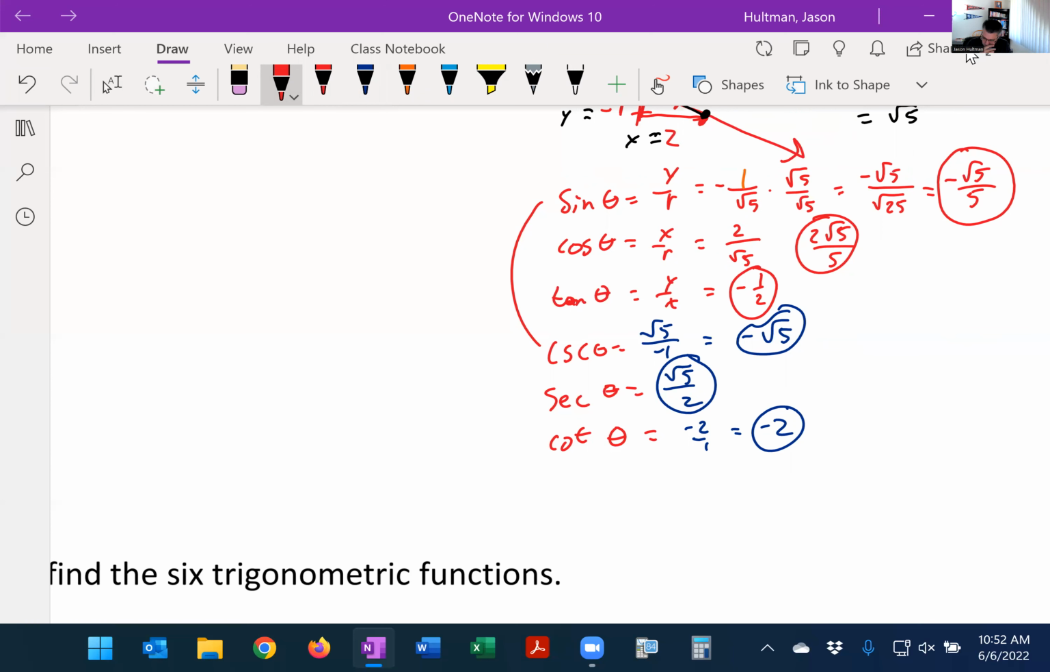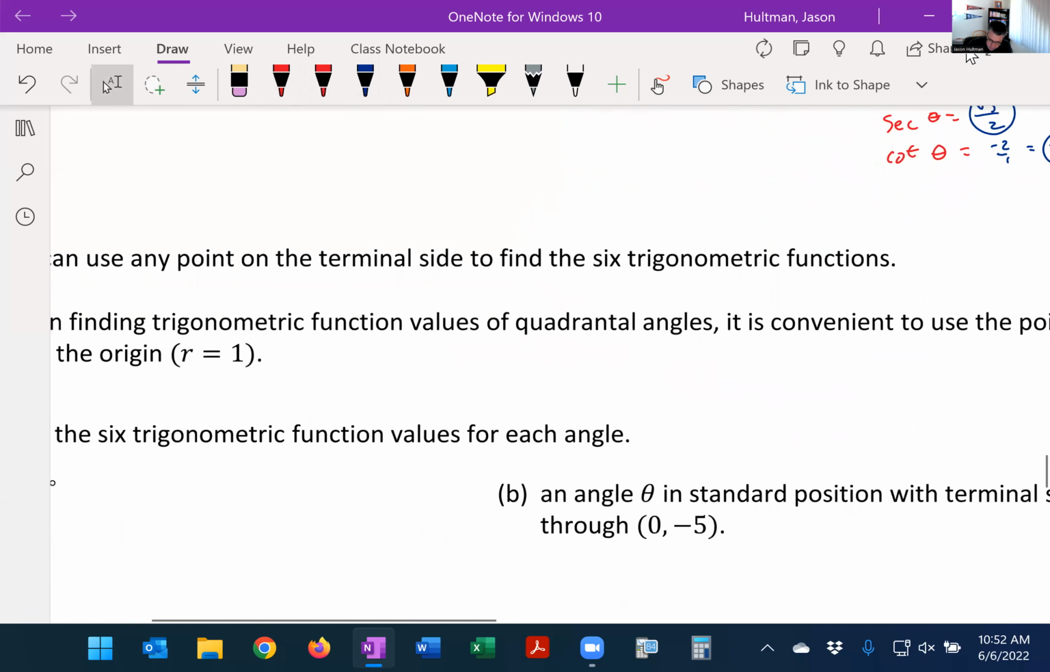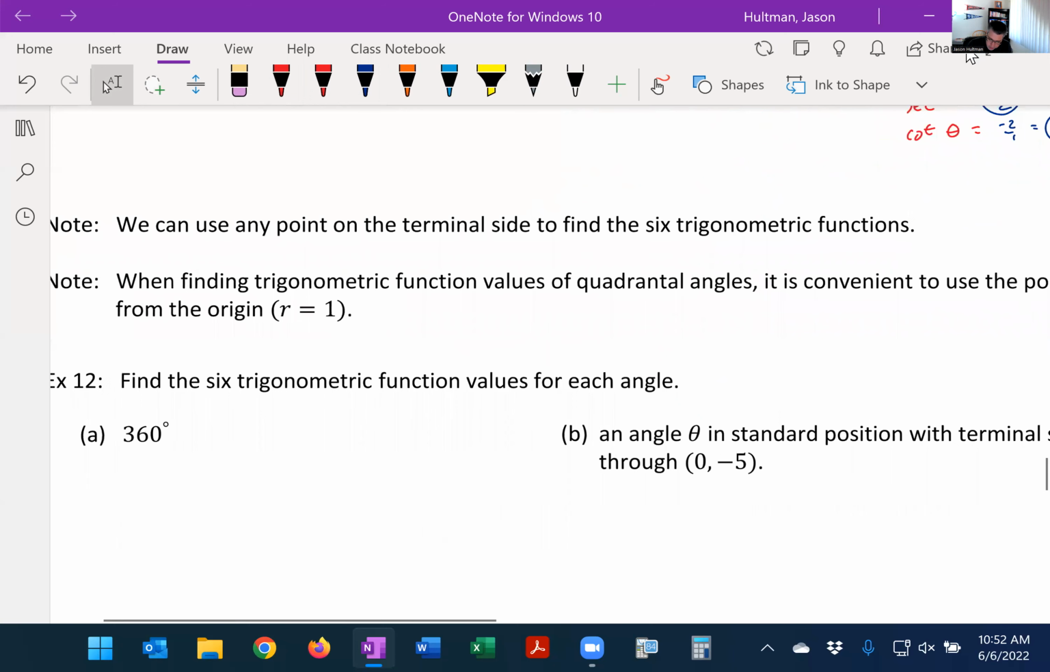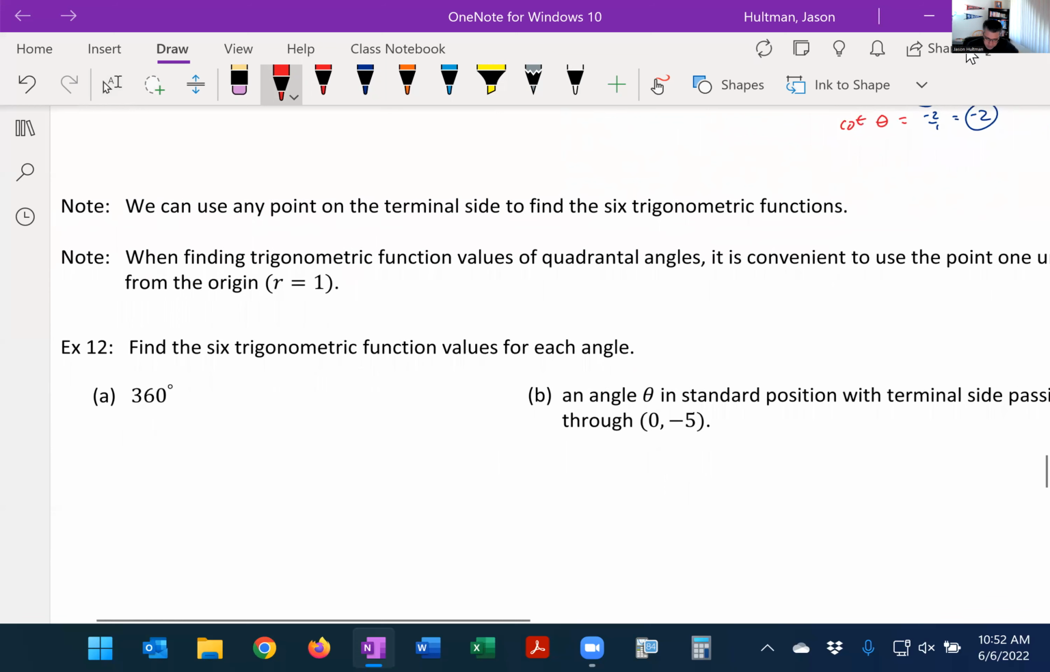Okay, those are our answers to our 6 trig functions. Note, we can use any point on the terminal side to find the 6 trigonometric functions. Note, when finding the trigonometric function values of quadrant angles, it is convenient to use the point 1 unit from the origin, or r equals 1.